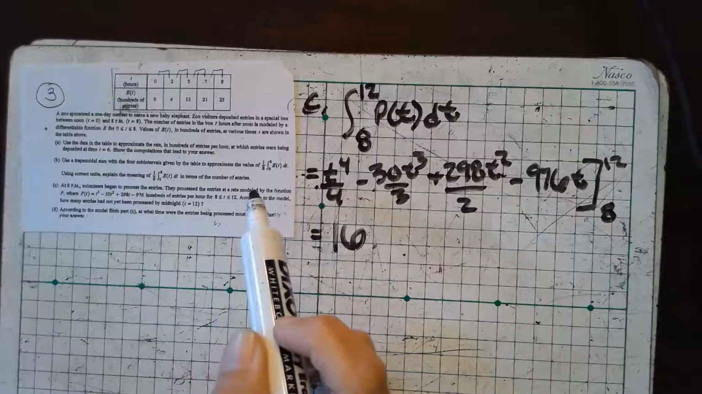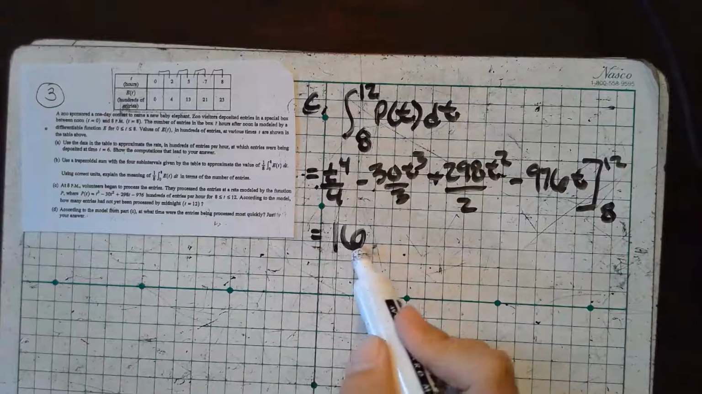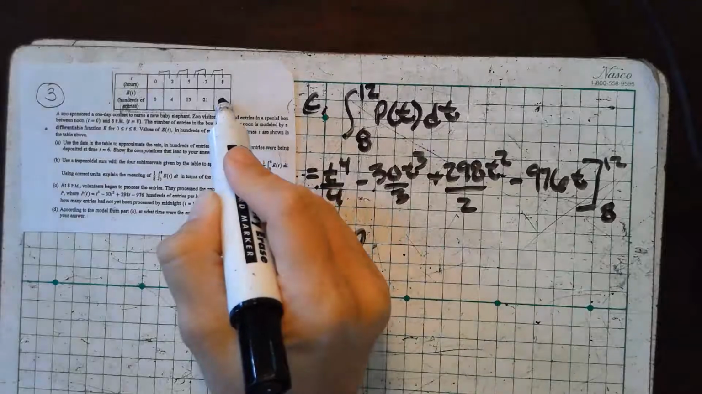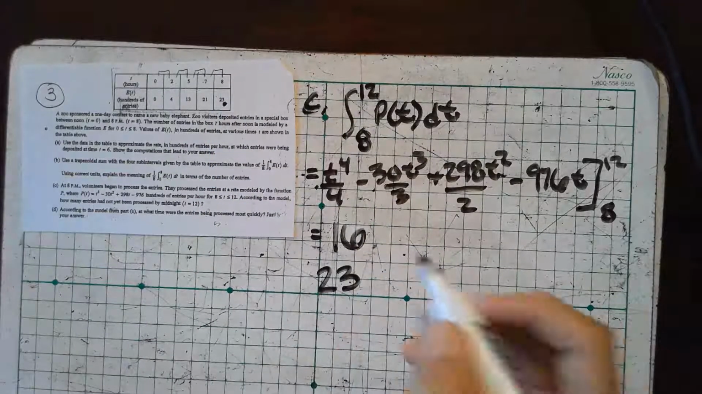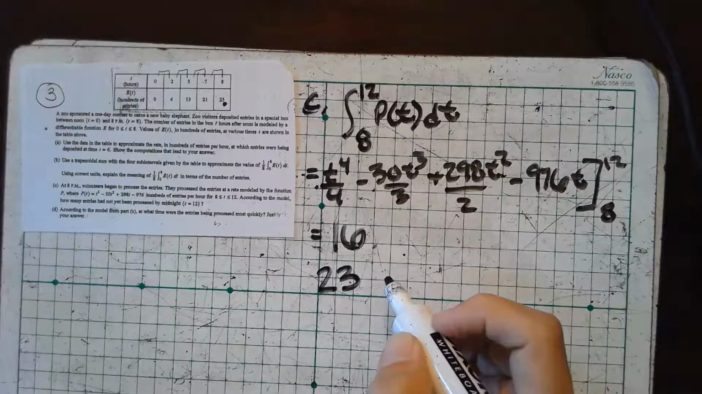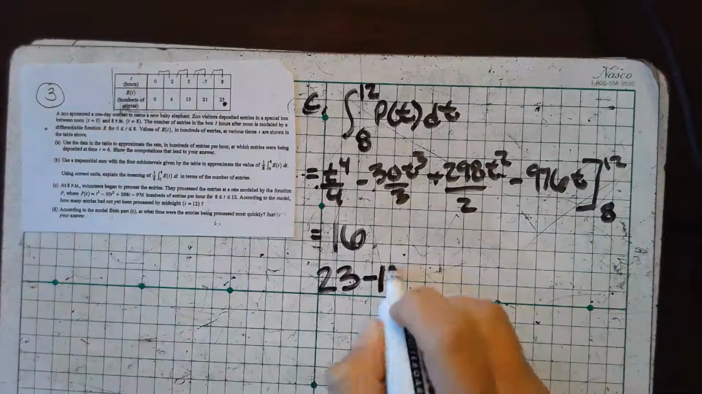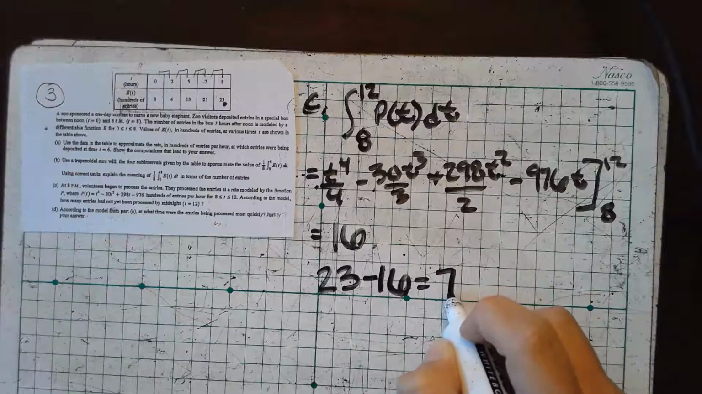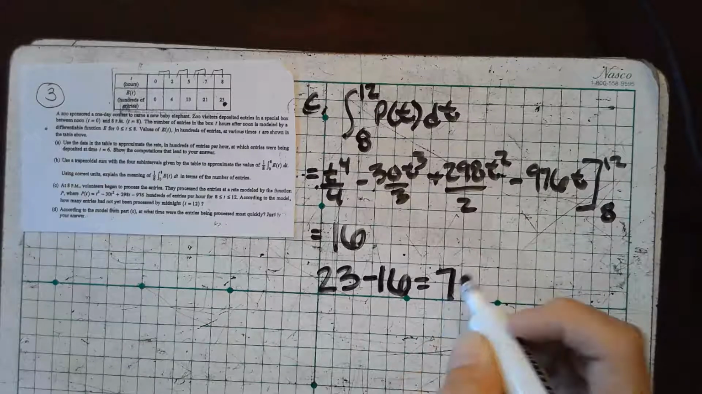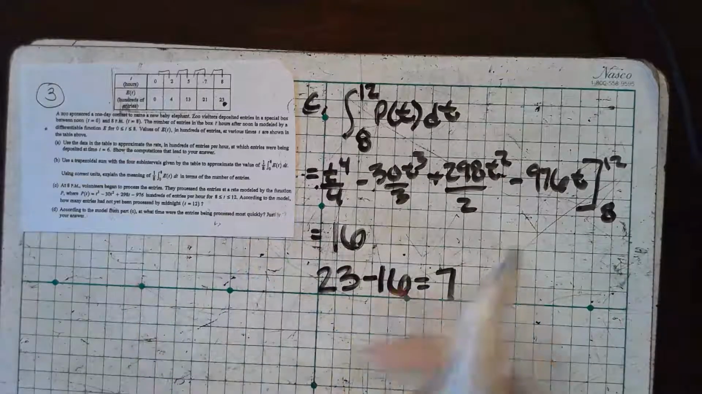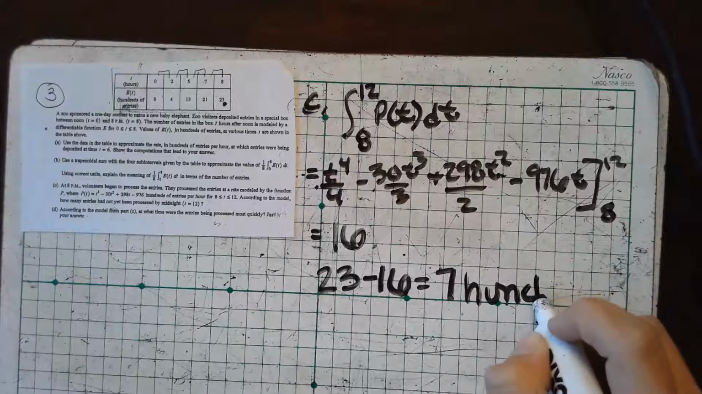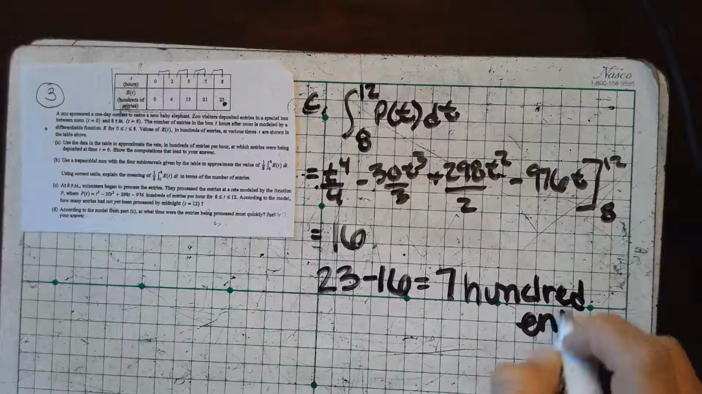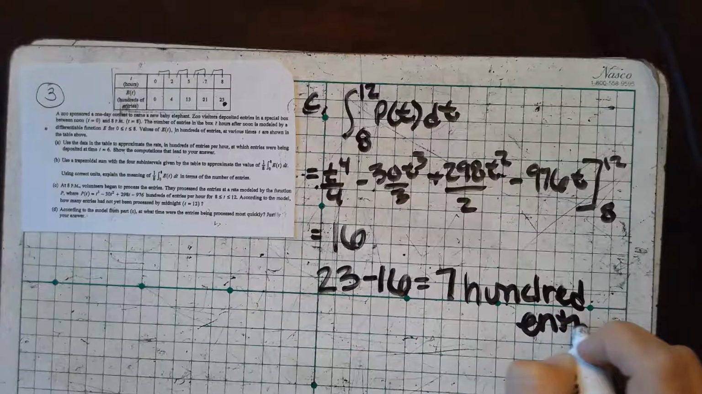Okay, so this is the rate that they're processing. Now look, at 8 is when they stopped. How many were at 8? There were 23, and it's really 2,300. Okay, minus 16, and I get 7. It doesn't say units, but if I'm doing units, what this means is 700 entries have yet to be processed.